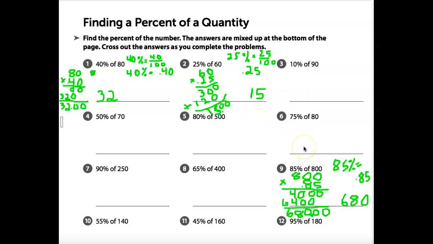All right, let's move down to number 9 and try that one. Again, 85% is the same as 85 hundredths, which we write as a decimal, 0.85. We set it up like this, 800 times 0.85, and then we just multiply. 5 times 0 is 0, 5 times 0 is 0, 5 times 8 is 40. Remember to keep your columns. 8 times 0 is 0, it goes in this column. 8 times 0 is 0, 8 times 8 is 64.